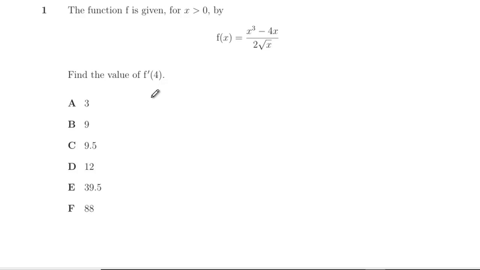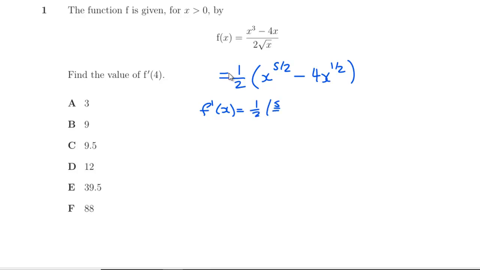Question 1, function f given for x greater than 0 is this. Okay, so we've got a square root on the denominator, so that's why x is greater than 0. Find f dash of 4. Right, so this thing then, I'll take the half out. x to the 5 over 2 minus 4x to the half. Differentiate this. So we still have the half there. 5 over 2 x to the 3 over 2 minus 2x to the minus a half. And then put a 4 in.